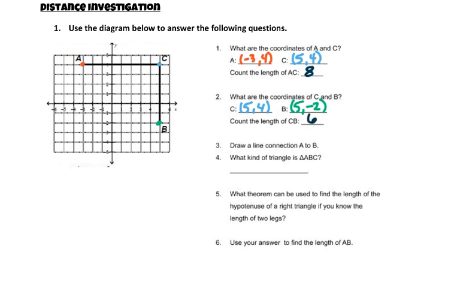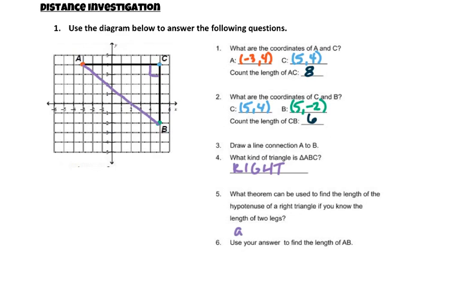Okay, draw a line. I think that should say connecting A to B. So we're going to draw this diagonal line going from A to B. And then what kind of triangle did we just create? Well, if we've got vertical and horizontal lines, we have just created a right triangle. Just kidding. All right. What theorem can be used to find the length of the hypotenuse of a right triangle if you know the length of the two legs?